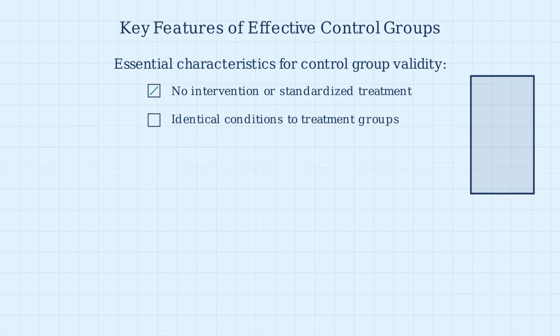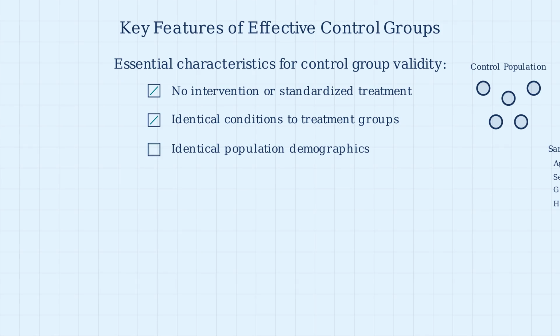Second, control groups must experience identical environmental and experimental conditions as the treatment groups. This includes factors like temperature, timing, handling procedures, and measurement methods. Third, control groups must come from identical populations as the experimental groups. This is especially important in biological research, where genetic variation can significantly impact results.